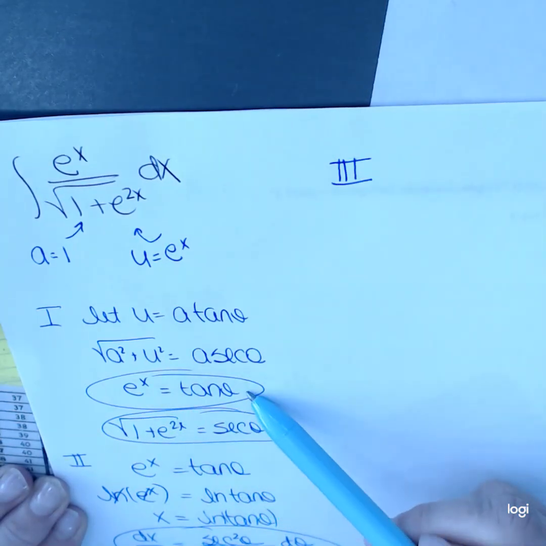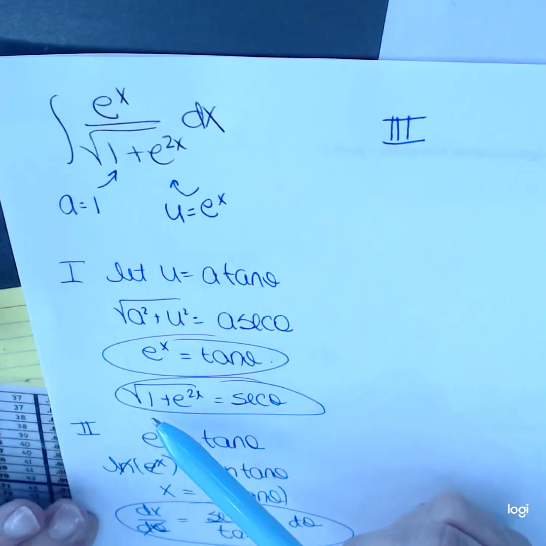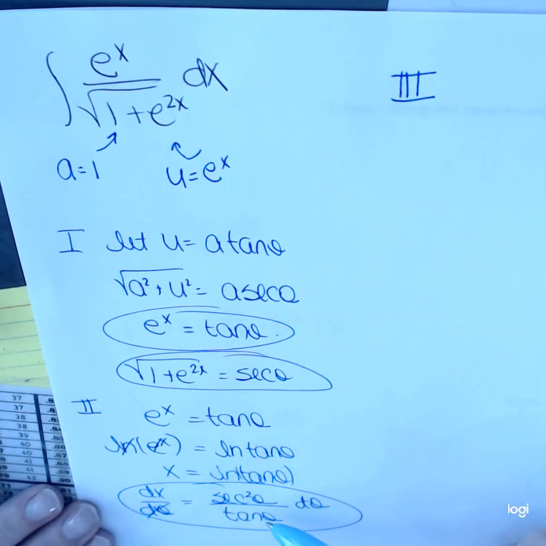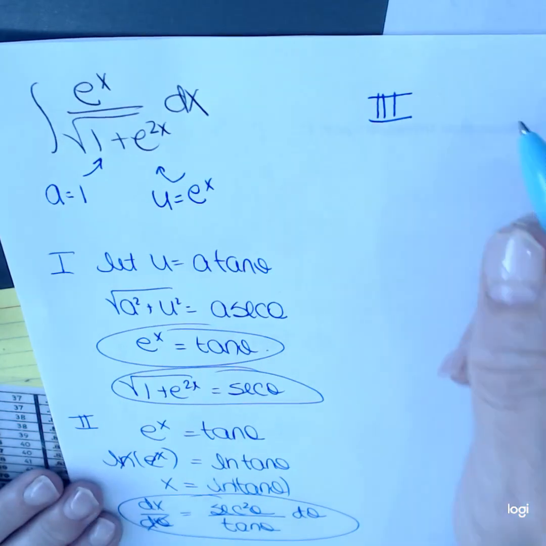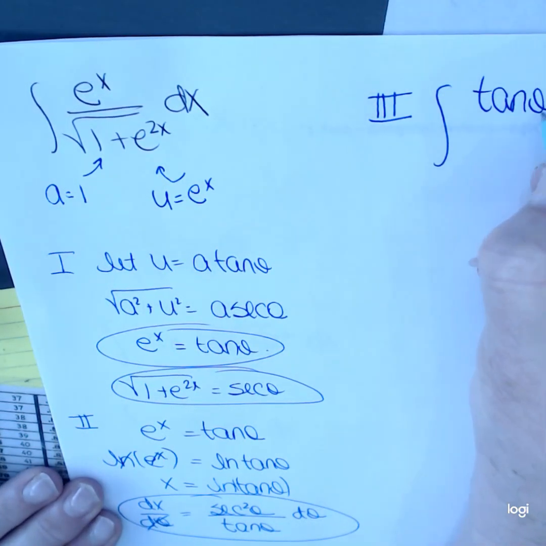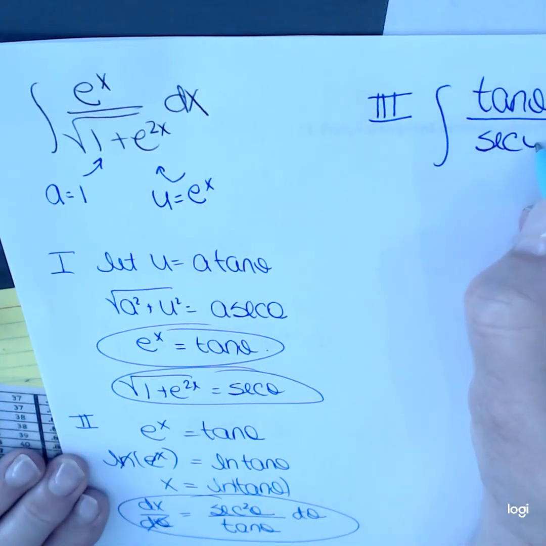The third step is to go back to our original integral. Everywhere there's a simple e to the x, we put in tangent of theta. For the square root of 1 plus e to the 2x, we put in secant, and for dx, we put in the secant squared over tangent. So we get the integral of, we've got the e to the x on top, so that's a tangent of theta divided by the radical, which is a secant of theta, times dx, which is going to be the secant squared of theta over the tangent of theta d theta.